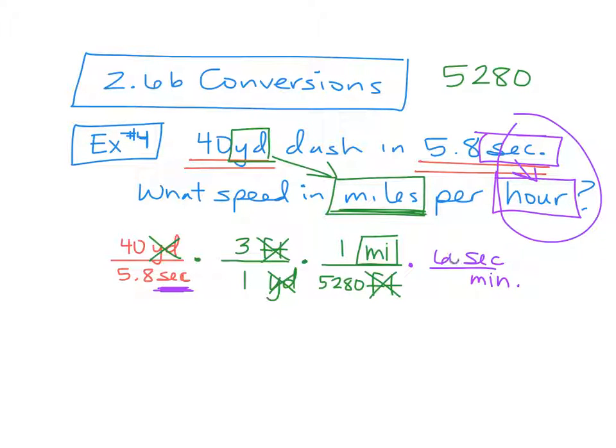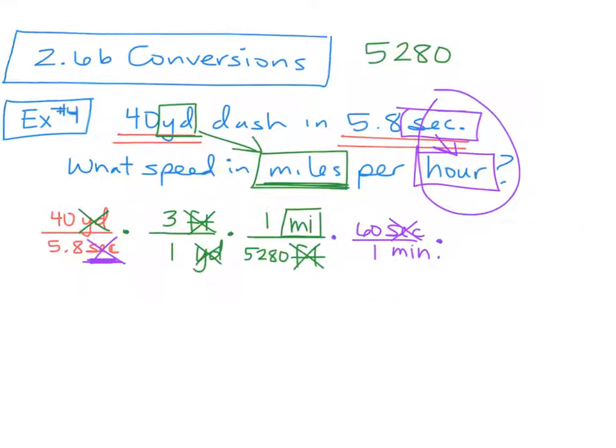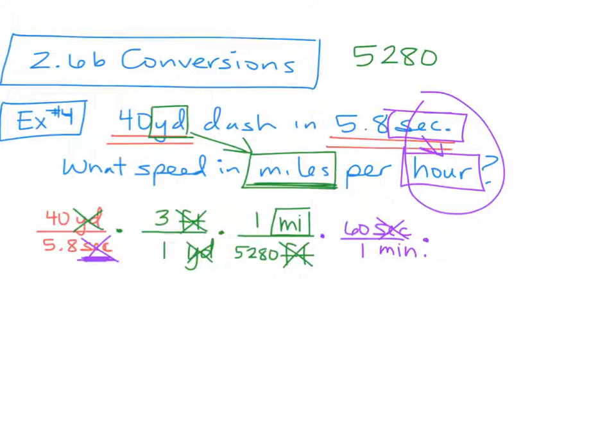60 seconds is what? 1 minute. Okay? So now my seconds cancel out. And now I have miles per minute. Is that what we were looking for? No. We're looking for miles per hour. So now we're going to convert those minutes into hours.